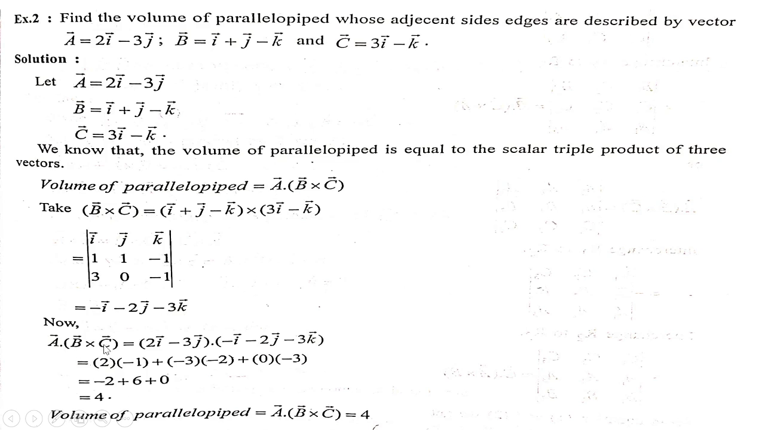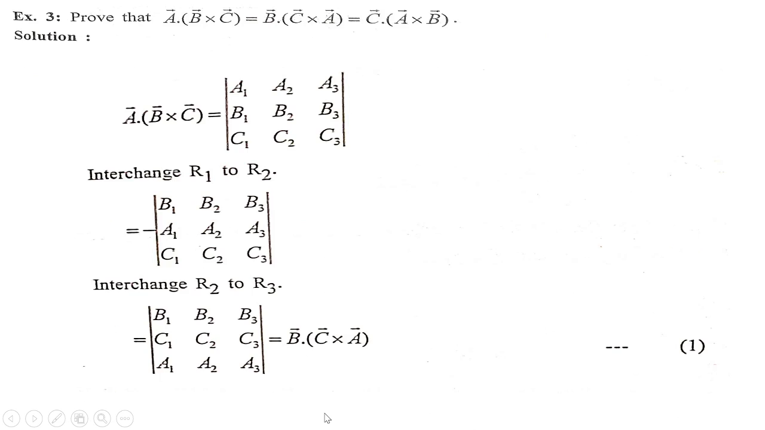So a bar dot b bar cross c bar equal to 2i bar minus 3j bar dot minus i bar minus 2j bar minus 3k bar. So that is equal to 2 into minus 1 plus minus 3 into minus 2 plus 0 into minus 3. After solving we get a bar dot b bar cross c bar equal to 4, that is the volume of the parallelepiped.